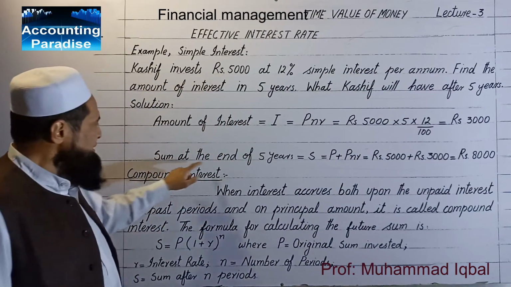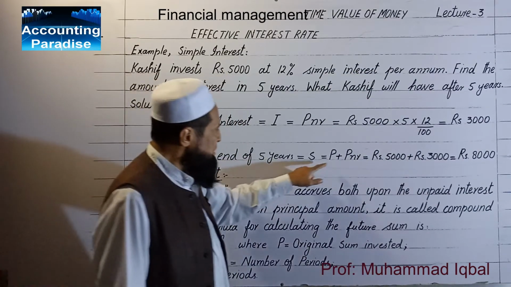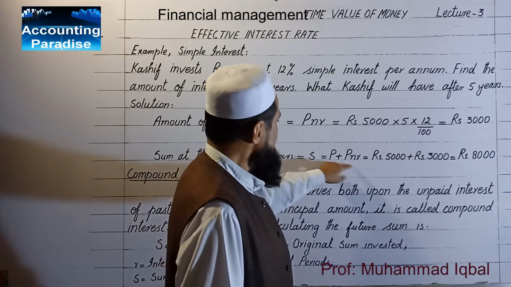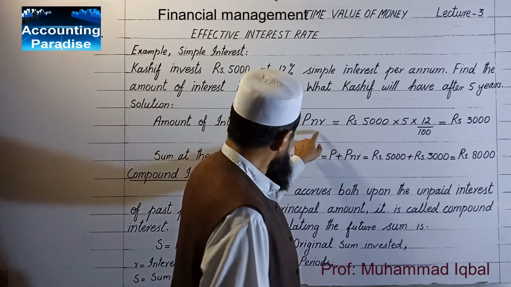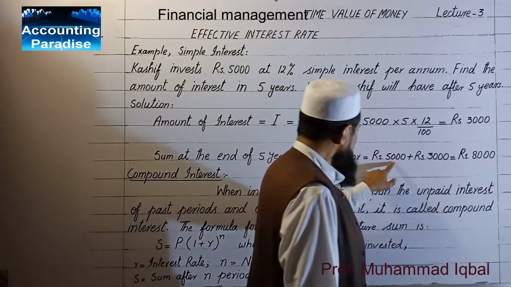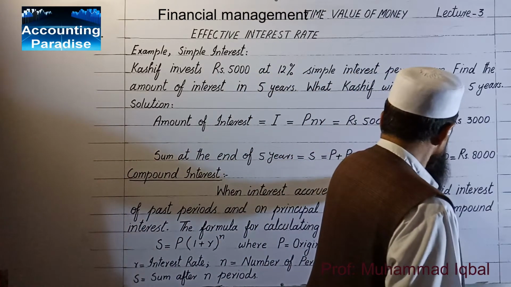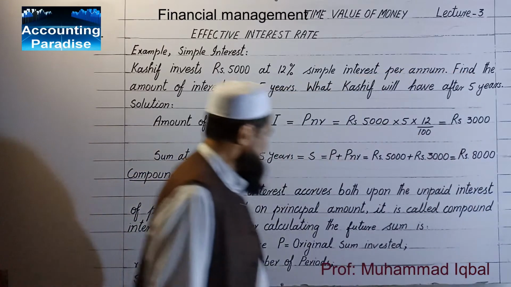Now the sum at the end of 5 years. S is equal to P plus PNR. It is the principal amount and this is the interest, I is equal to PNR. Principal amount is 5,000 and interest is 3,000. It is equal to 8,000.